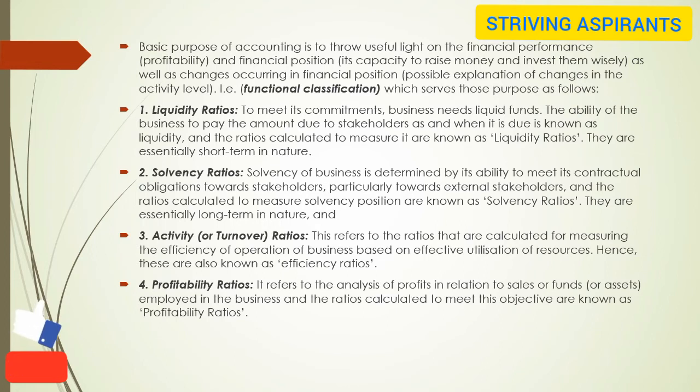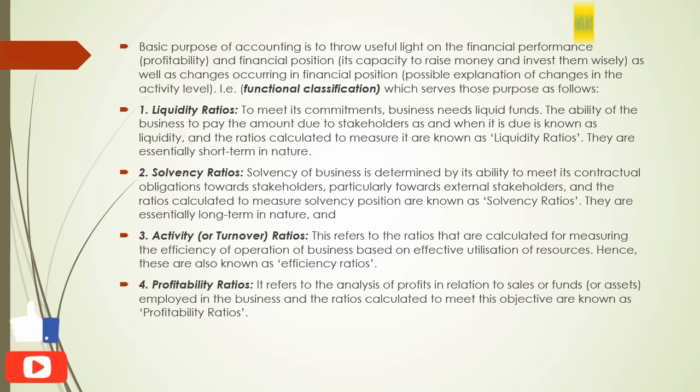Now the third one is activity or turnover ratio. This refers to the ratios that are calculated for measuring the efficiency of operation of the business based on effective utilization of resources. And the fourth one is profitability ratios. It refers to the analysis of profits in relation to sales or funds or assets employed in the business, and the ratios calculated to meet this objective are known as profitability ratios.